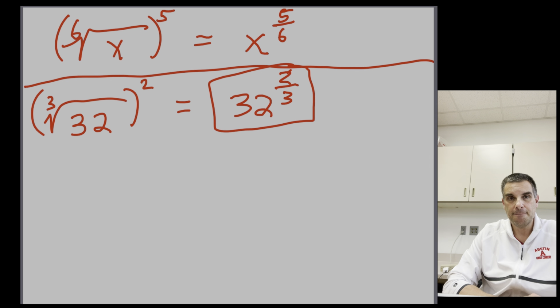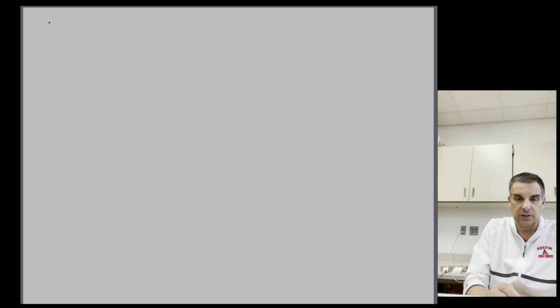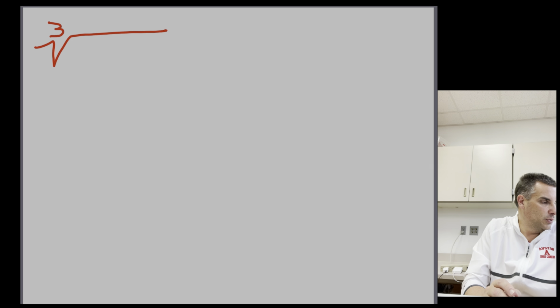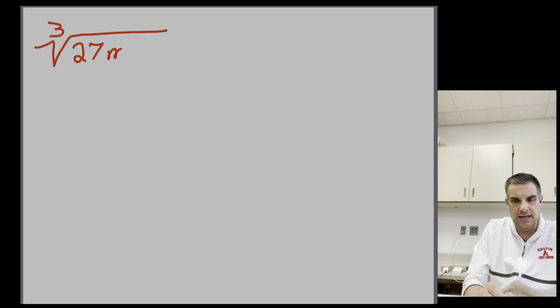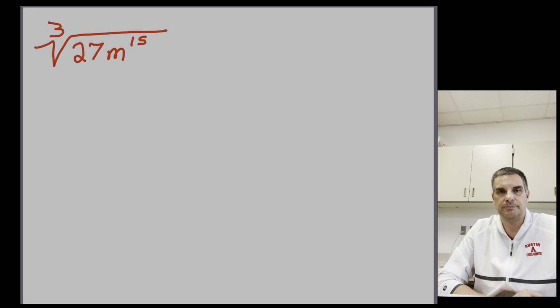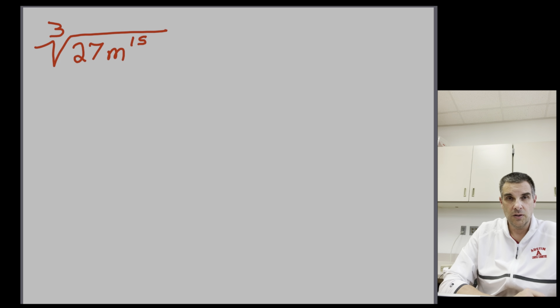Okay? Now, why are we going to use this, or how are we going to use this? Well, we're going to use this to help us simplify nth roots. So for example, let's say that we want to simplify the cubed root of 27m to the 15th.